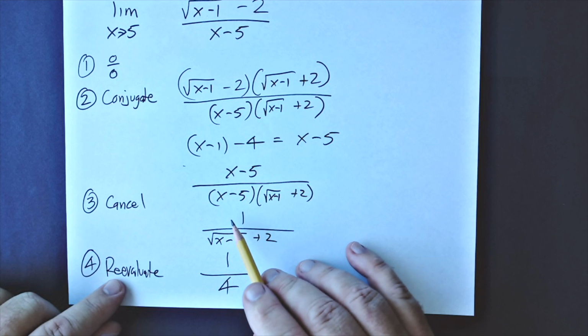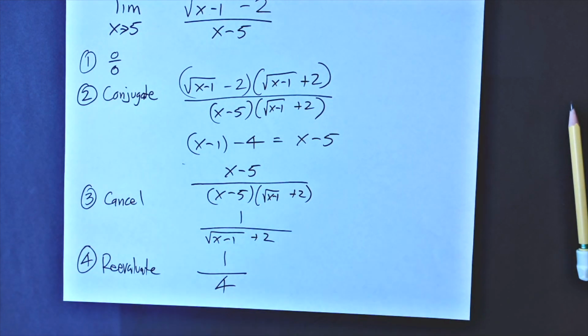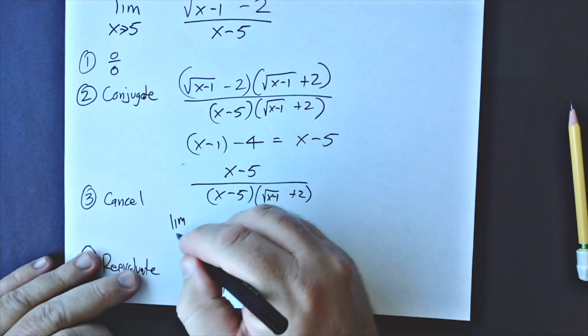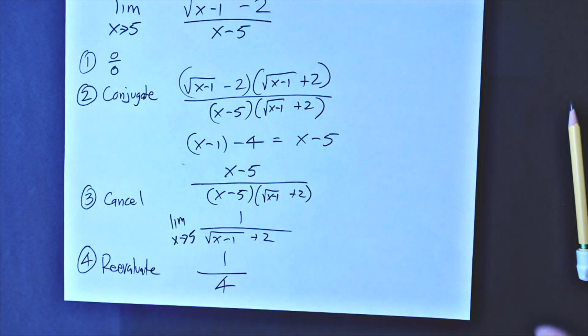Then go ahead and reevaluate. What's the limit as x goes to 5? And oops, I didn't write that here. I'm going to put the limit as x goes to 5. And the answer is 1/4.